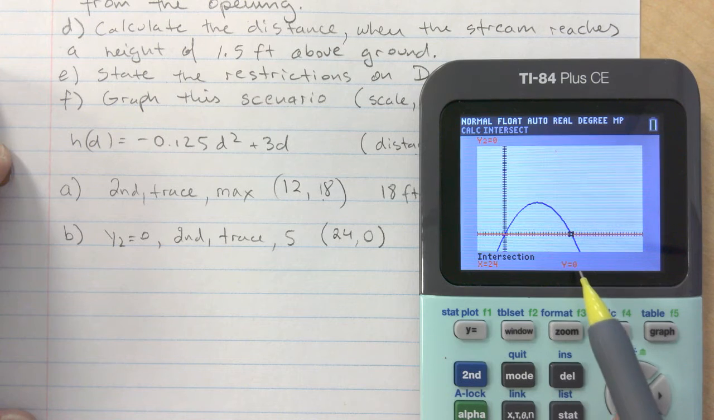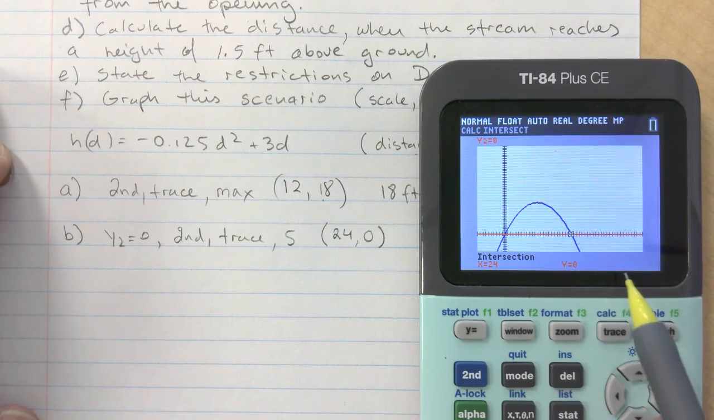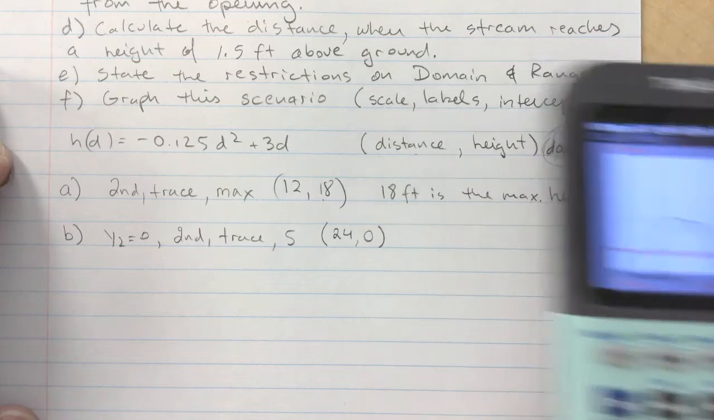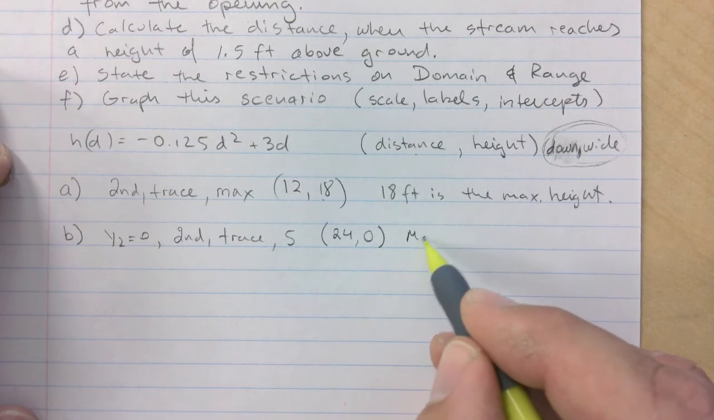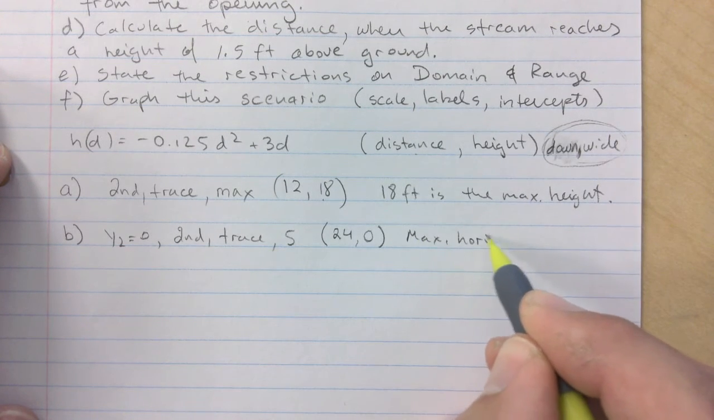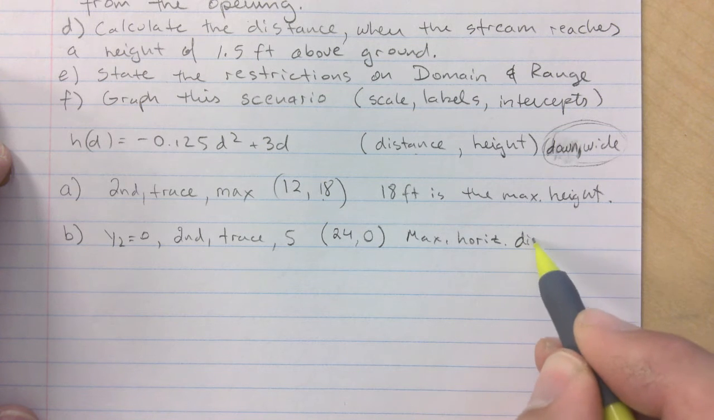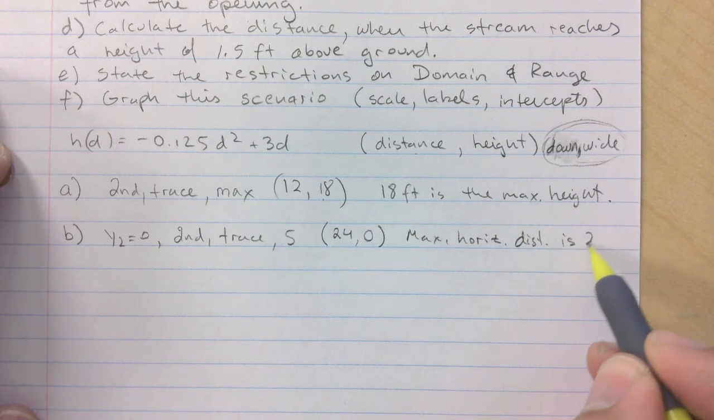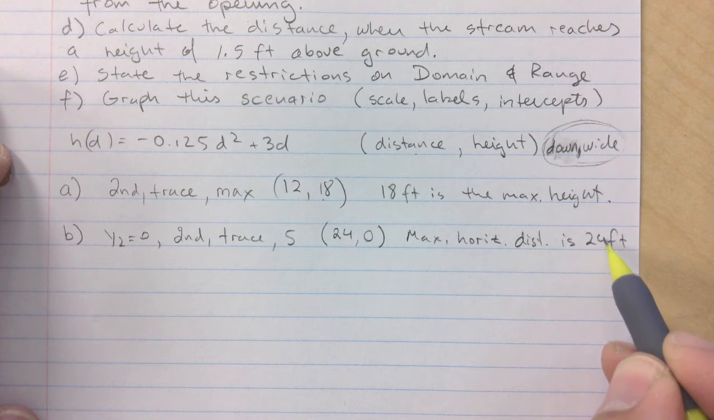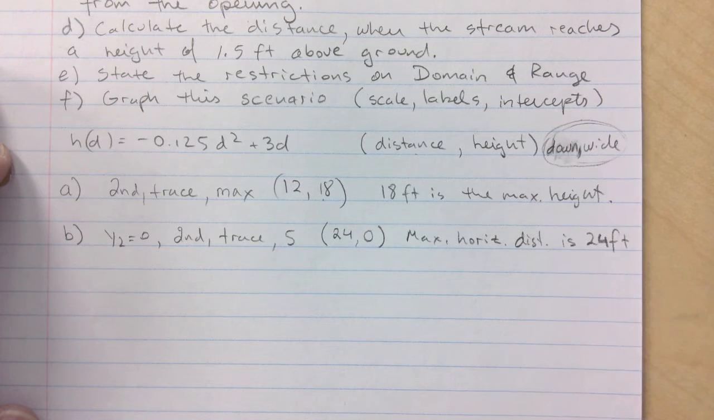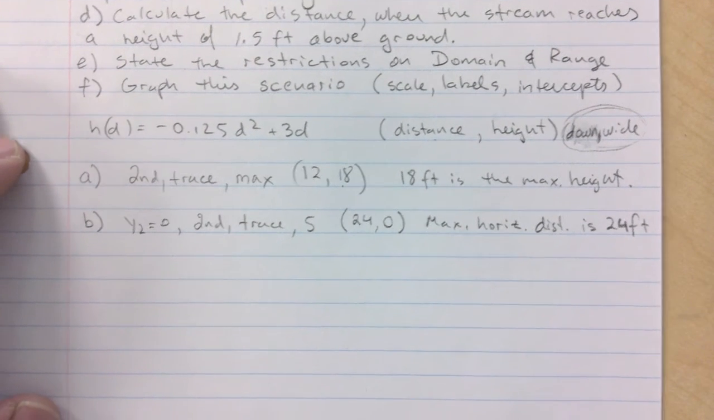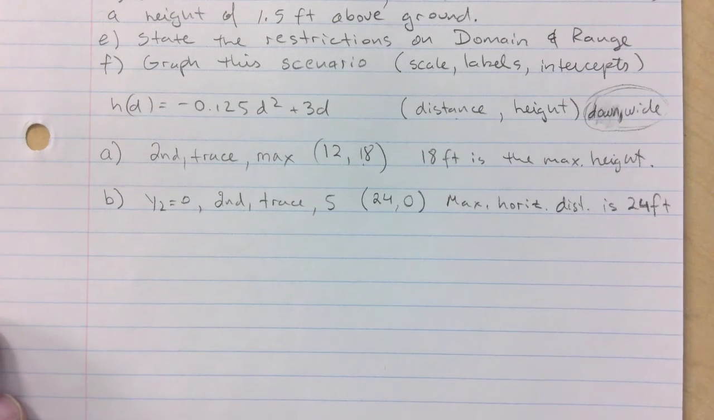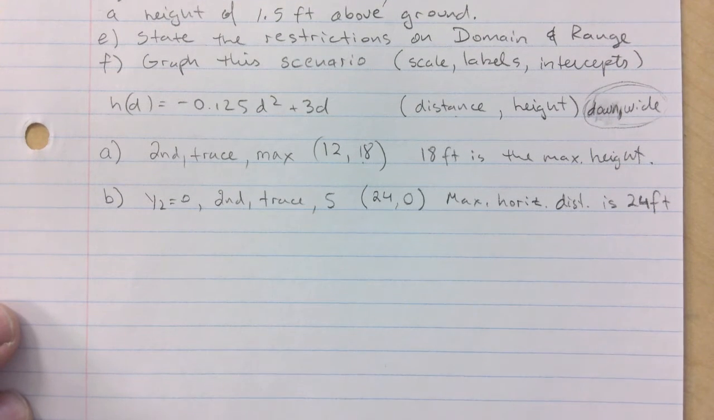If this had been something like 1 point something something e to the, you know it's 0. Don't write something else. It's very clear that it should be 0. Maximum horizontal distance is 24 feet. Watch for the units. If it's in meters, then you write down meters. So there it is.